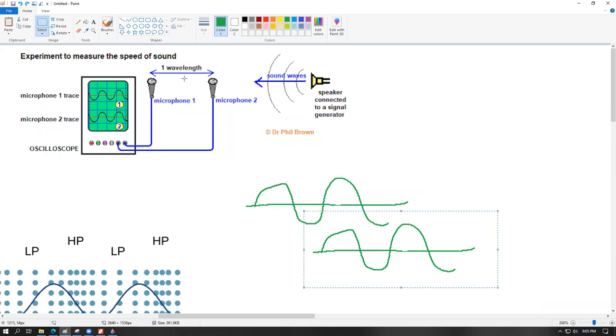1 lambda apart means whenever microphone 2 is experiencing a compression, microphone 1 is also experiencing a compression, but not the same compression. This one is experiencing a compression, and this one is experiencing the earlier compression, but that is happening at the same time instance. Then that compression passes by and reaches microphone one. The instant microphone one experiences the same compression, microphone two will experience the next compression. And these compressions are of the same magnitude. For the sake of simplicity, let's assume they are of the same magnitude, because otherwise I would have to bring in amplitude as well. For the time being, consider they are of the same magnitude.